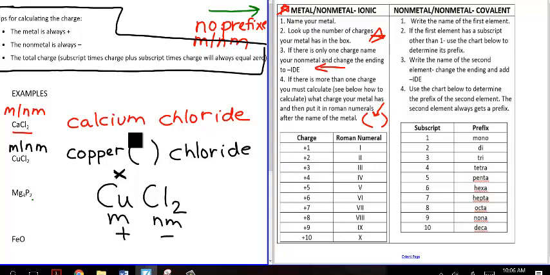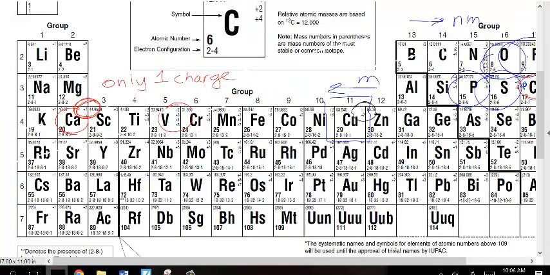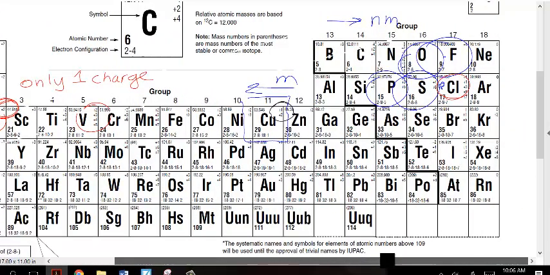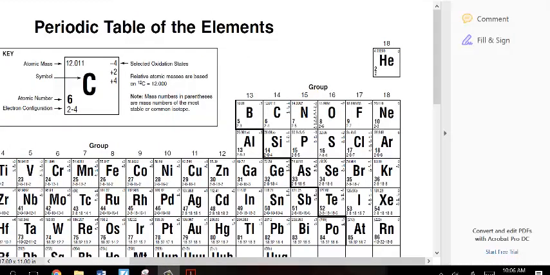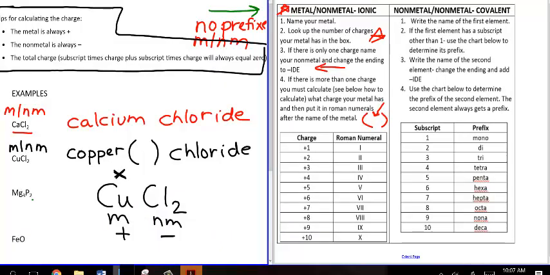This will always be positive, chlorine will always be negative. So to figure out what copper is, you're going to go look up chlorine and pick the negative charge that chlorine has in its box. If you look for chlorine here, there's a whole bunch of charges, but there's only one negative charge in its box, and that's the one we're going to use. So it gets a -1 charge.